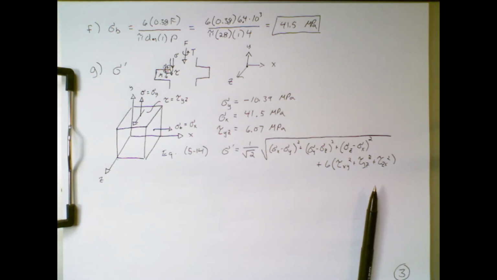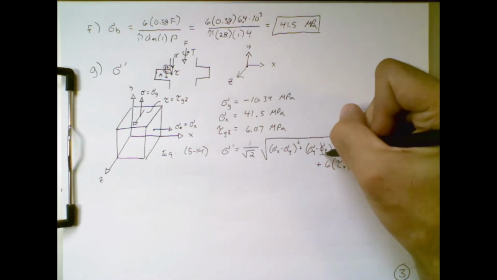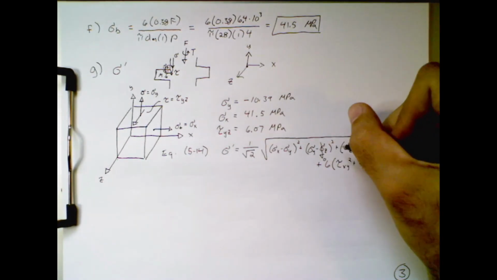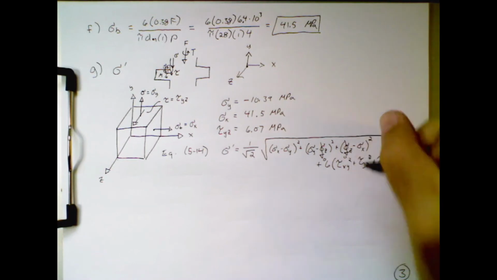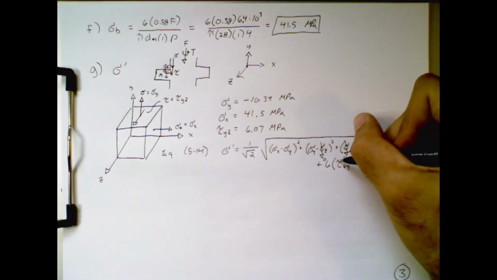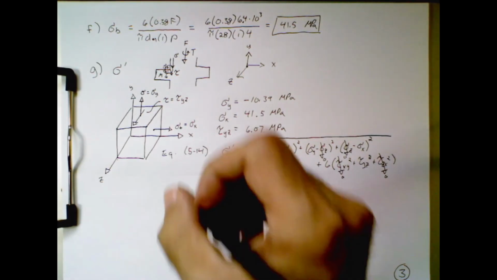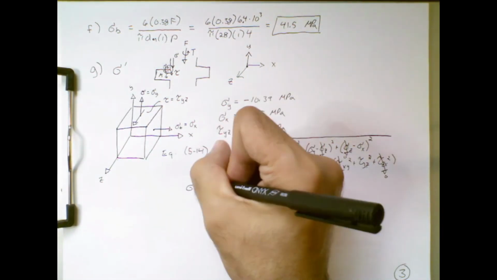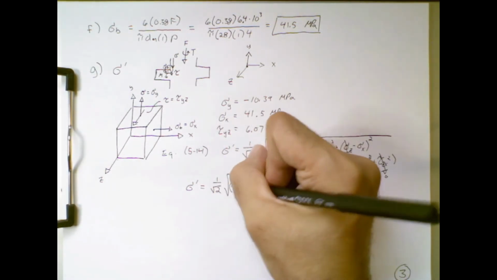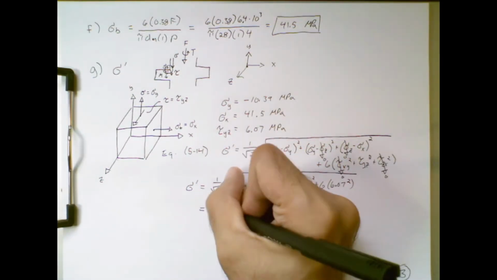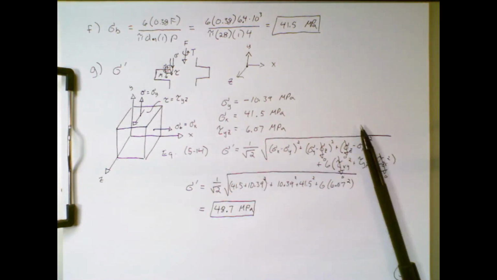Okay, I ran out of space at the end of the page, so all of those terms are under the square root. Now, a number of these things are zero, and so this formula is going to be simplified. Well, all of the sigma z terms are zero, and so those will cancel out. And then these other two shear stress values are going to cancel out. This simplifies the equation, and if we plug in all the values that we have, this is what we get. So the von Mises stress is 48.7 megapascals.